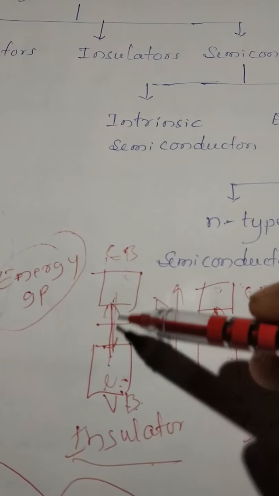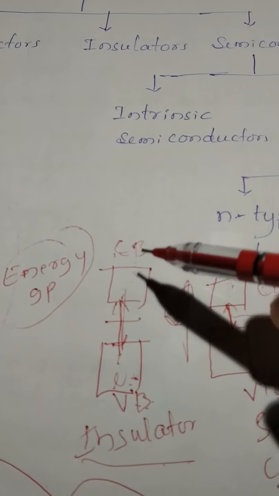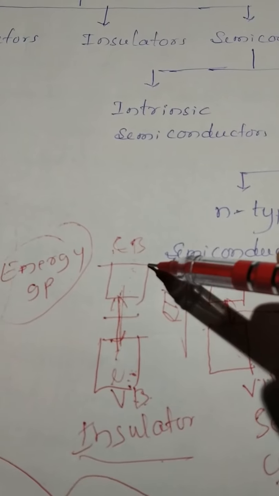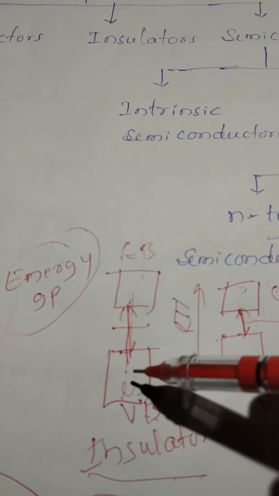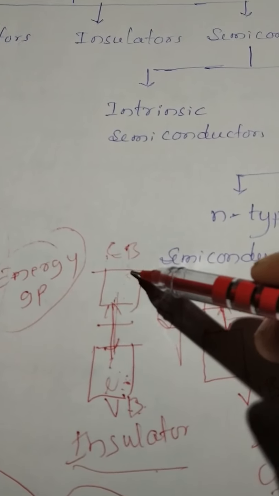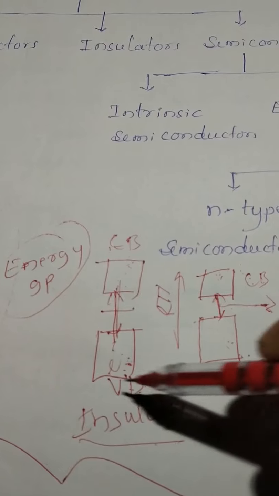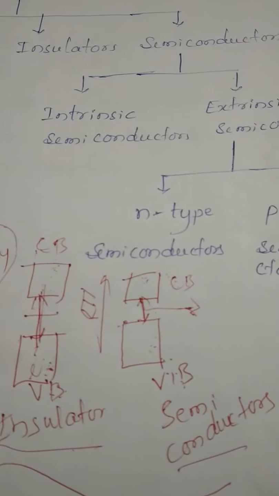If the energy gap between the lower energy valence band and the higher energy conduction band is very large, electrons cannot jump from the valence band to the conduction band, hence it acts as an insulator. Here it does not conduct electricity.